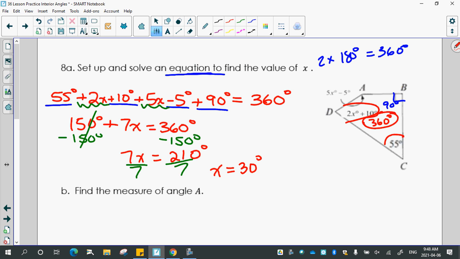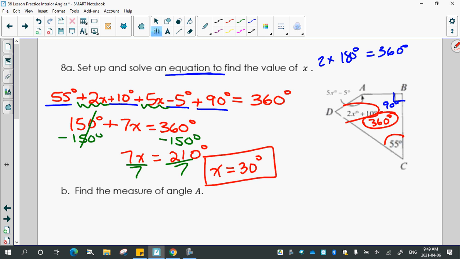And then just read back over and make sure you answer what they asked you. In this case, it says to set up and solve an equation to find the value of x. We did. So maybe just put a box or a therefore in front of x, one or the other, and you've done what it asked. It didn't tell you that you had to list the geometric properties, so you don't have to.